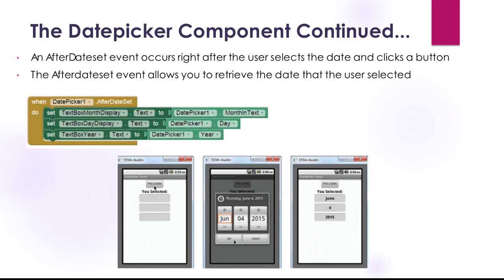The first screen is showing us what the emulator looks like before the user clicks a button. The second screen shows us what the emulator looks like after the user clicks a button to select a date. After the user selects a date and clicks the set button, the third image pops up, which allows the device to retrieve the selected date and display it on the screen as an output.